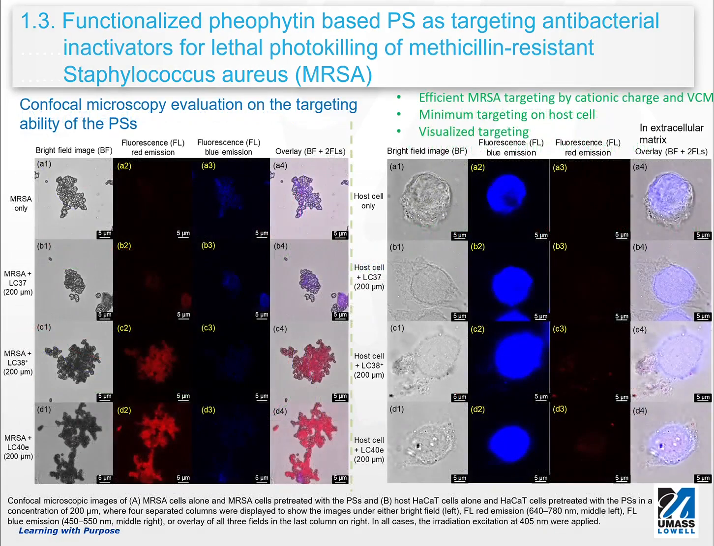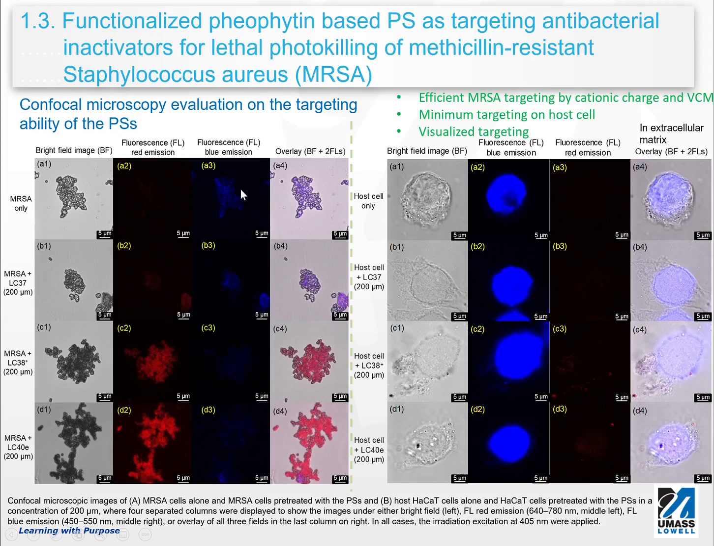The second thing we did is we tried to use confocal microscope to evaluate their targeting ability, because we know this tetrapyrrole ring will have very strong fluorescence around 670 as a red emission. So first we compared all these three drugs on the MRSA cell, and we observed that for LC40E, it has the strongest red color compared with LC38 and LC37.